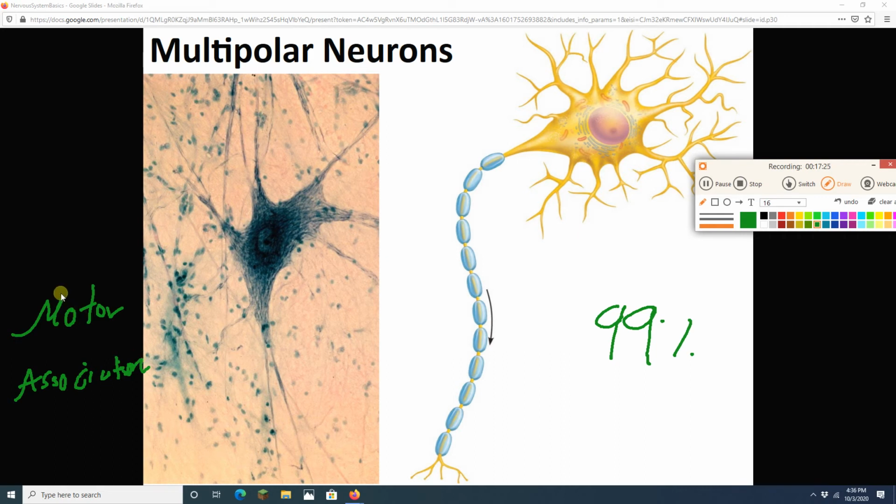Multipolar neurons are going to have a single solitary axon and many dendrites. This is a multipolar neuron here. This is his cell body right here. This is probably his axon down here. I can't say for sure, and these are probably dendrites. But one axon, many dendrites, that's a multipolar neuron. Most of the times when we look at neurons, we're going to look at multipolar neurons. If you Google search neuron for an image, you'll probably get a multipolar one. And that makes sense because, again, 99% are motor neurons or association neurons. Those are multipolar.